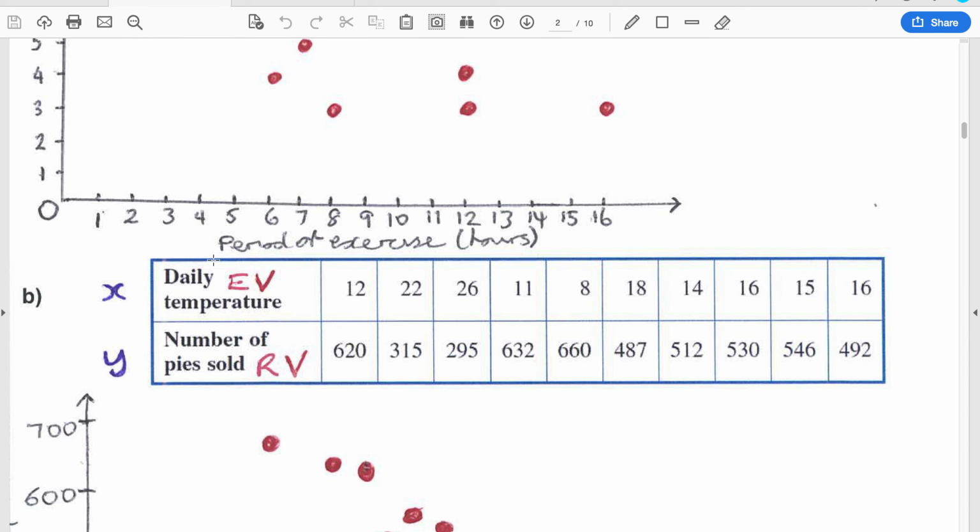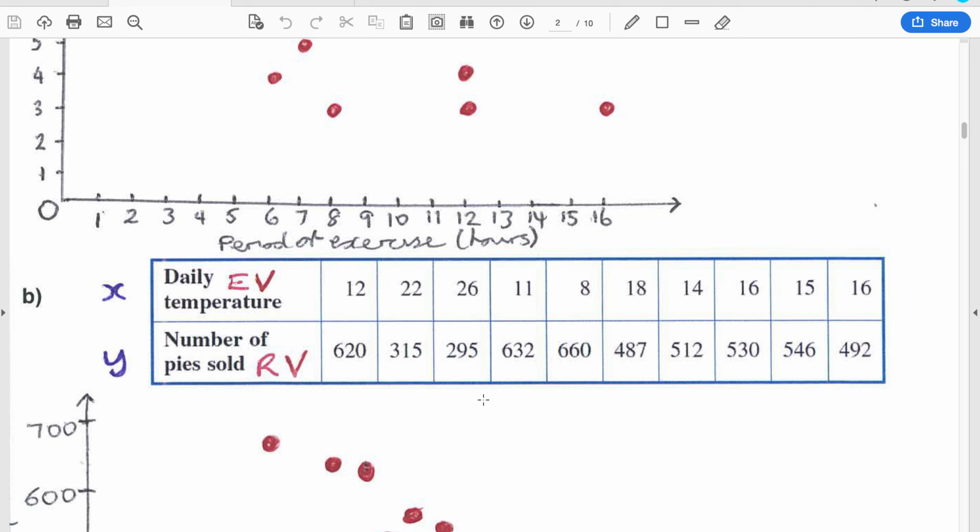You'll notice we've got temperature and number of pies sold. So we're saying that how many pies you sell really depends on what the temperature is. So this is your RV here. Now you notice that with the pies sold, the numbers are really big. So you don't want to start your axis at 0, because then you're going to have this huge space in your scatter plot that's blank.